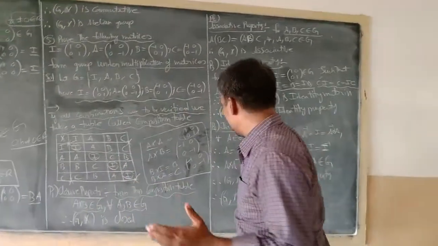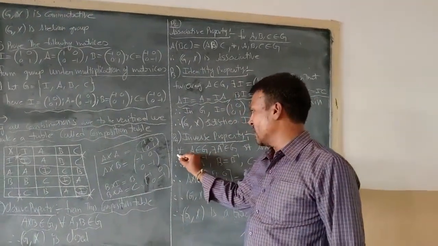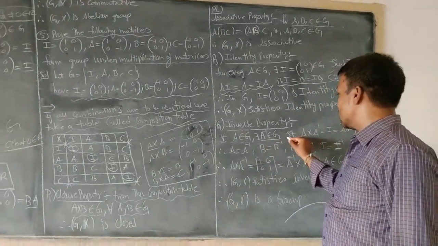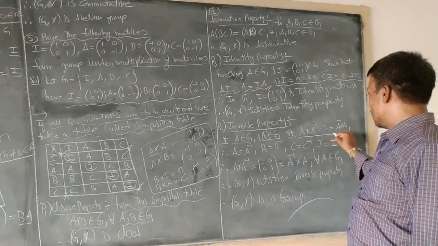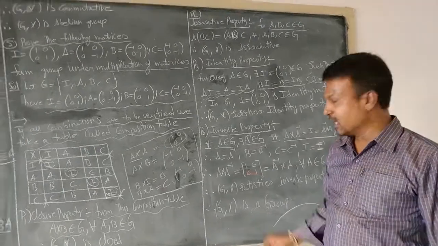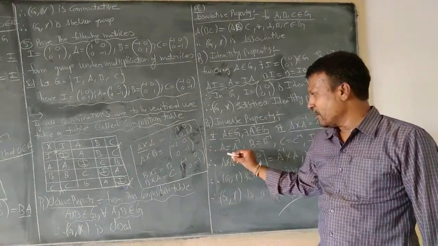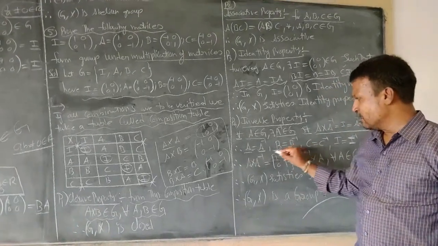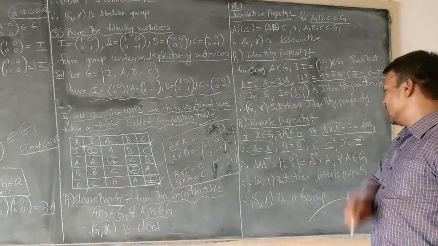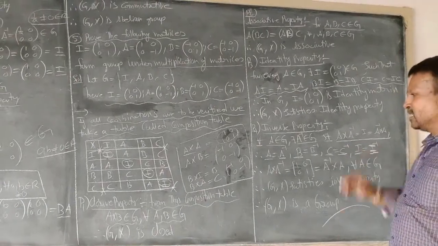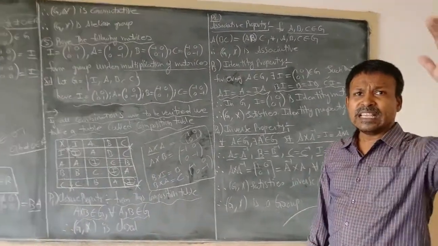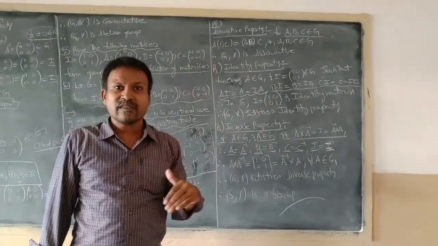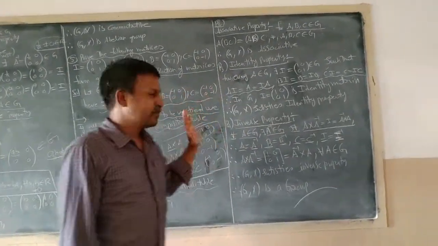So, by observing the composition table, see here what I have done. For every A belonging to G, there exists A inverse belonging to G such that A into A inverse is equal to I is equal to A inverse into A. That is, by observing the composition table, inverse of A is A itself, inverse of B is B itself, inverse of C is C itself, and inverse of I is I itself. Therefore, every matrix has inverse as itself in set G.